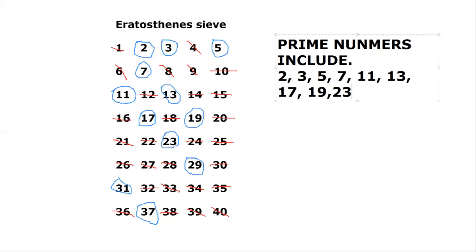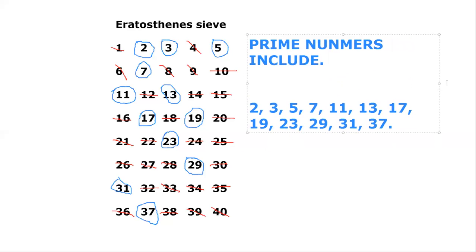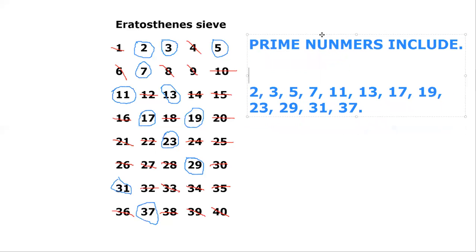23, let me speed this one up, okay? 23, then 29, then 31, then 37. Okay? So now these are the prime numbers less than 40. Okay, this is how to derive or get prime numbers from counting numbers 1 to 40.